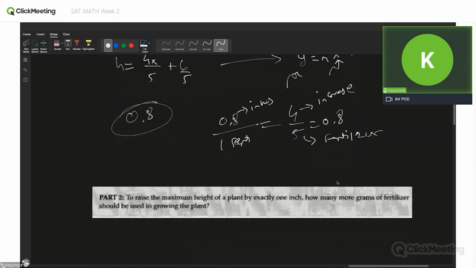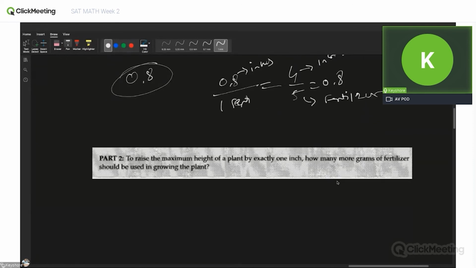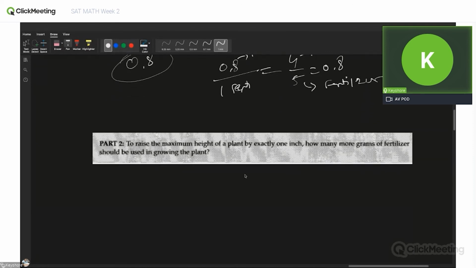And okay, so yeah, this is the problem. I already did some of it because I was reading the wrong question. To raise a maximum height of a plant exactly by 1 inch, how many more grams of a fertilizer should be used in growing the plant? So here's the second question that I abruptly started earlier.